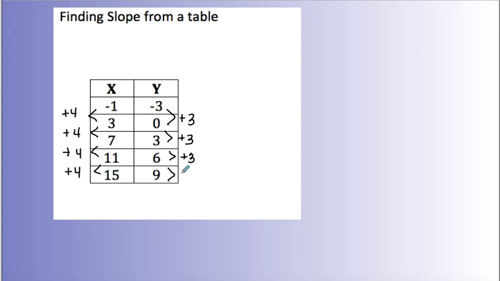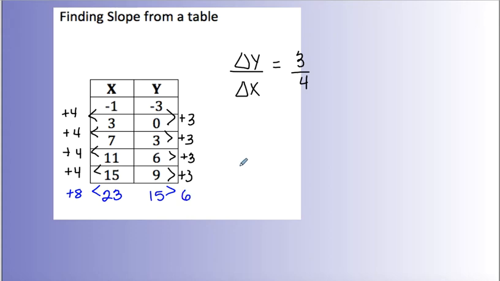All right, so if slope is change in y over change in x, then the slope would be 3 over 4. Now, remember, slope's a ratio. So I could actually go up 8 here. But if I went up 8 on this side, I'd have to actually go up 6 on this side to 15. And that would still give me 6 over 8, which the ratio would simplify to 3 over 4. Okay? I could even work backwards if I wanted to on a table.